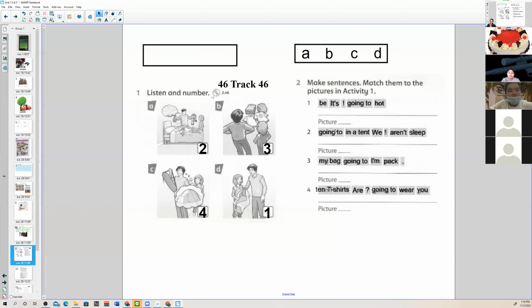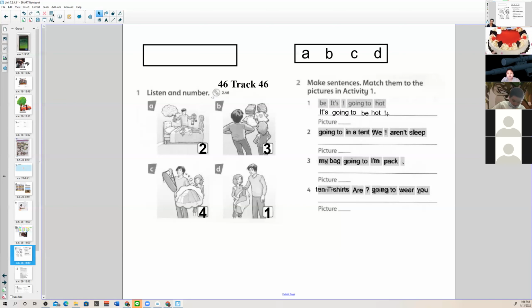Okay. What is number 1? It's going to be hot. Okay, and then exclamation mark. Which picture? Picture 8. Right, 8.